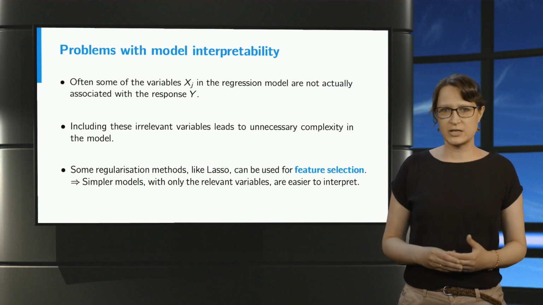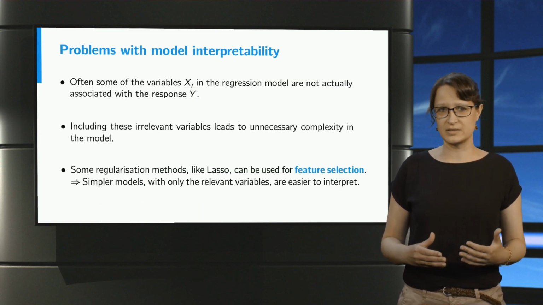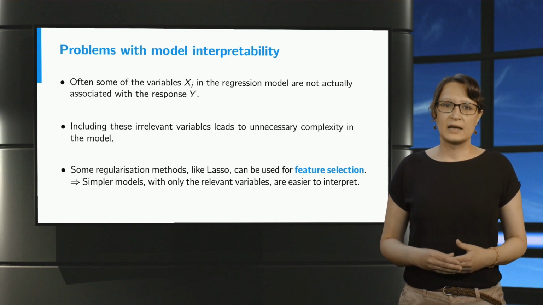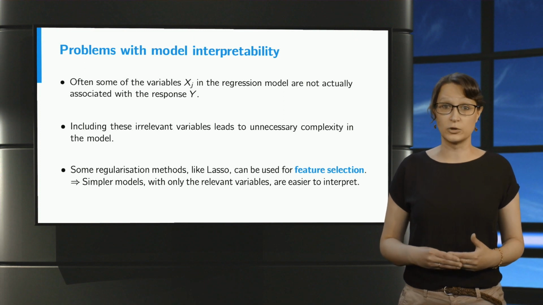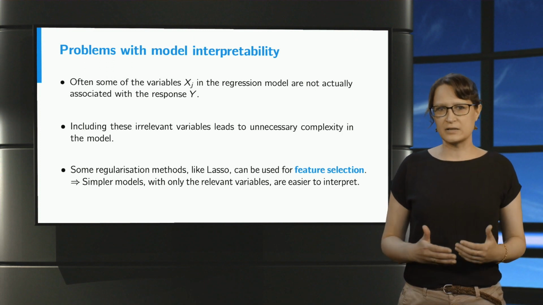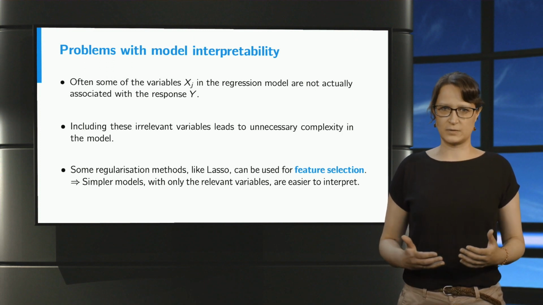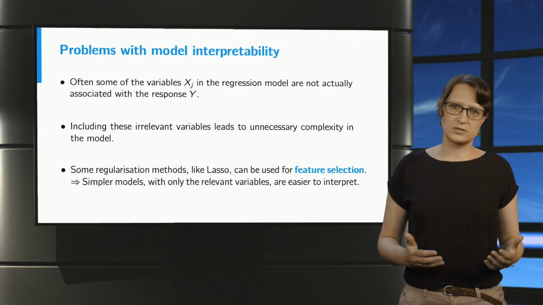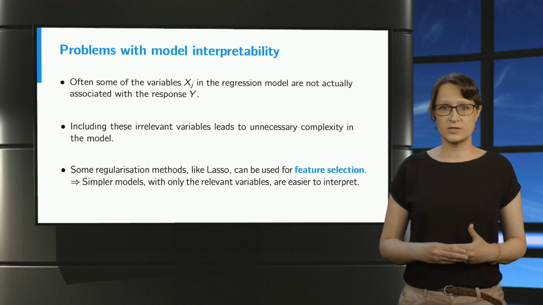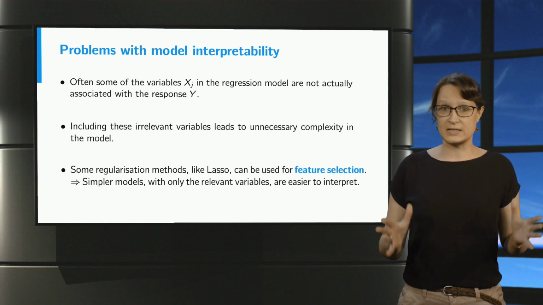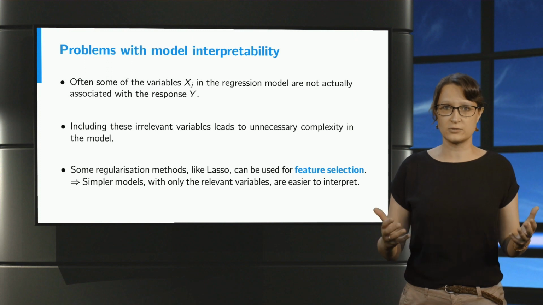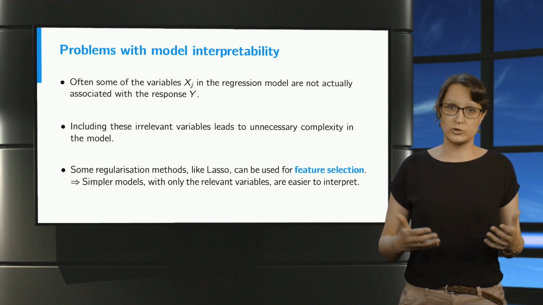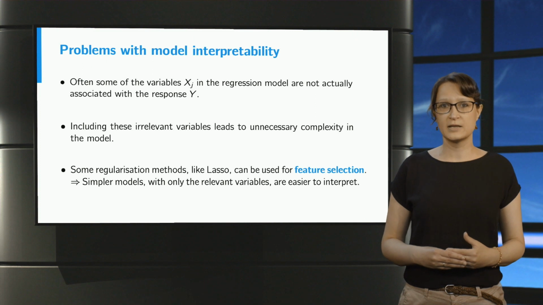So often some of the predictors in the model are not associated with the response. And including these irrelevant variables leads to unnecessary complexity in the model. Complex models are difficult to interpret, and if there are irrelevant predictors, we would like to get rid of them. Some regularization methods like lasso can be used for feature selection. This makes a smaller model by setting the coefficients of some of the predictors to 0, and this makes the model easier to interpret, and they also usually perform better.